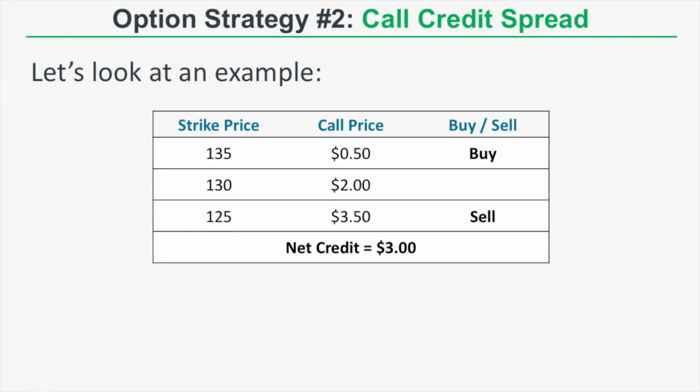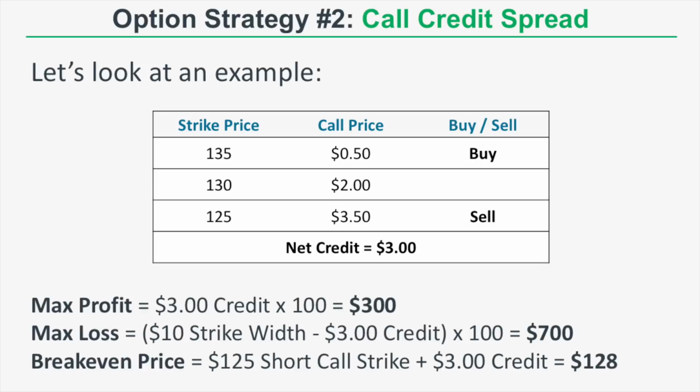So here is an example of a call credit spread. So let's say you think a stock price is going to remain below $125 through the expiration of your credit spread. To play that, you could sell the 125 call for $3.50 and then buy the 135 call for 50 cents. Now your net credit in this case will be $3 since you collect $3.50 from selling the 125 call and you pay out 50 cents from buying the 135 call.